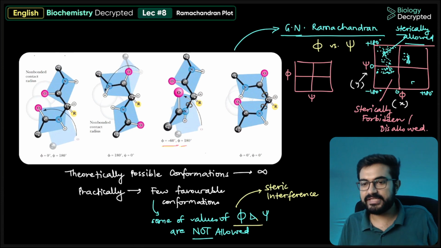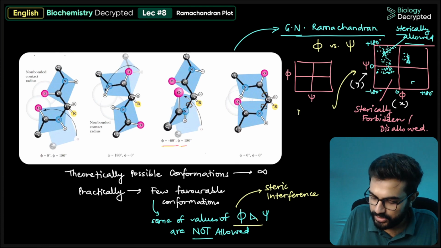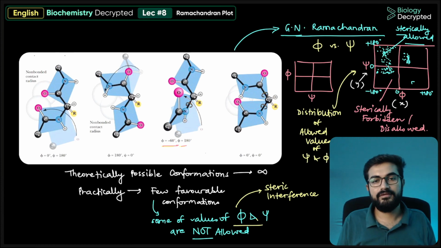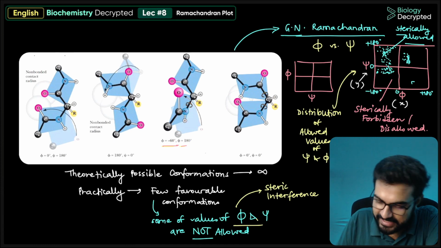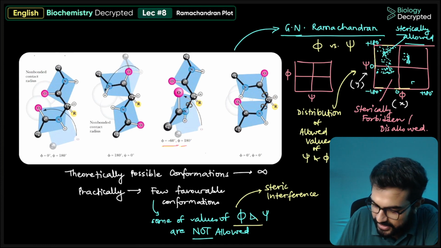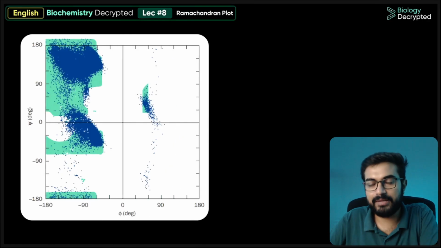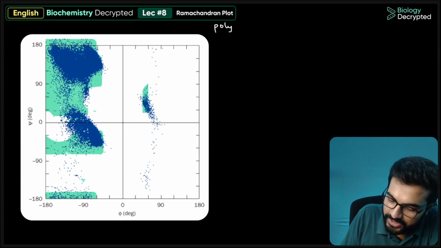So this is how he showed the distribution of allowed values of psi and phi, and this is what we got as the Ramachandran plot. This is commonly known as the Ramachandran plot, and the one you can see on the screen is for poly L-alanine.